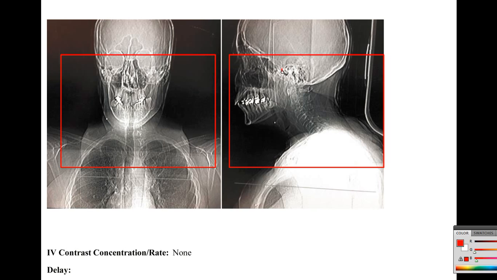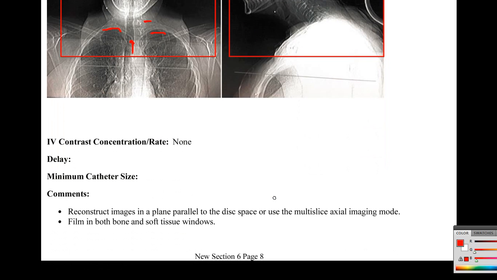Here we can see that we're above the sella turcica, and we really can't tell where we're at on the sagittal image because the patient has kind of broad shoulders. However, we can see that we're below the apices here, and this looks like T1, so actually we can move this up a little bit to T2. Usually for cervical spines there is no injection of IV contrast, which means that there's no delay or catheter size that needs to be utilized.